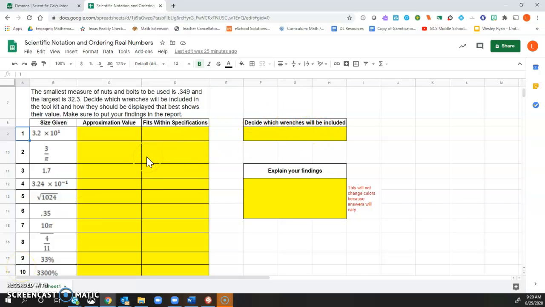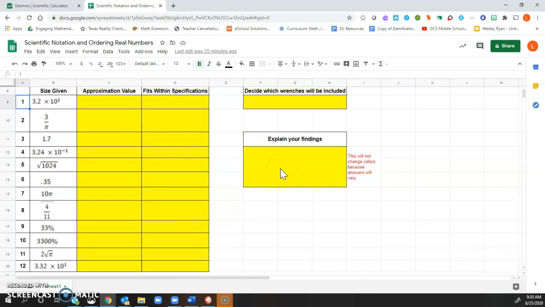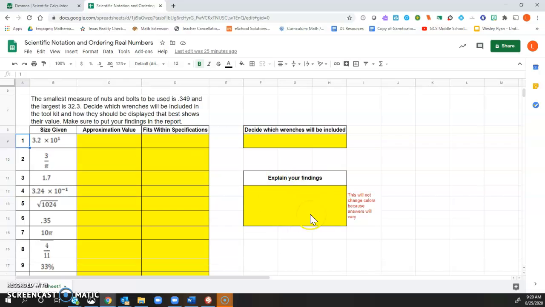And if you're correct, remember your answers will change colors. You will explain your findings here. Remember, this will not change colors because the answers will vary.